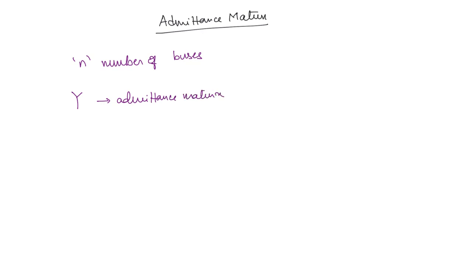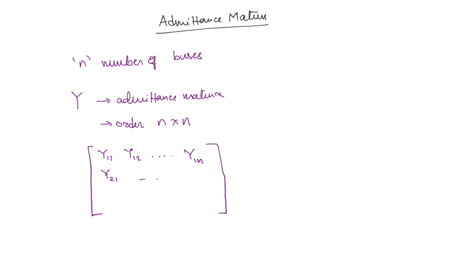and its order will be n by n if there are n number of buses. Now we will see what the elements of the admittance matrix are. So the admittance matrix, if you represent it, is capital Y11, Y12 and so on till Y1n, right? And in the second row you have Y21 so on till Y2n, and similarly the last row Yn1 so on till Ynn. This is an n by n matrix.